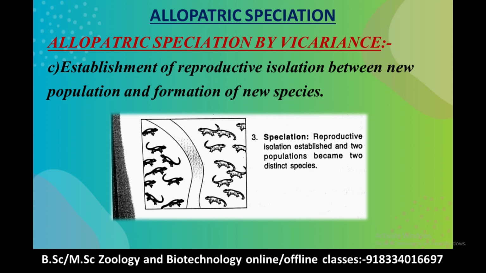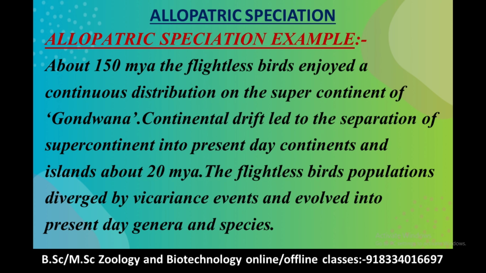Okay friends, now we will take an example of allopatric speciation by vicariance. About 150 million years ago, the flightless birds enjoyed a continuous distribution on the supercontinent of Gondwana. Continental drift led to the separation of the supercontinent into present-day continents and islands. About 20 million years ago, the flightless bird population diverged by vicariance events and evolved into present-day genera and species.